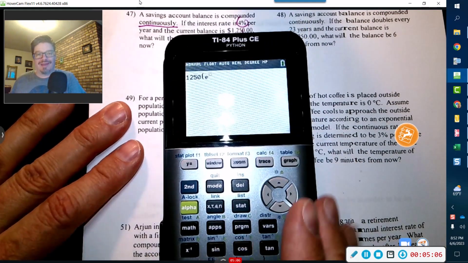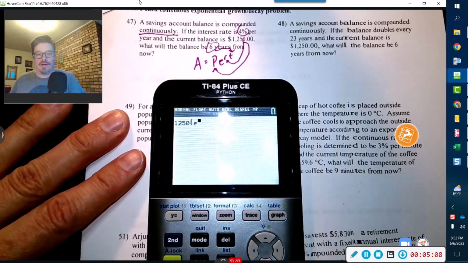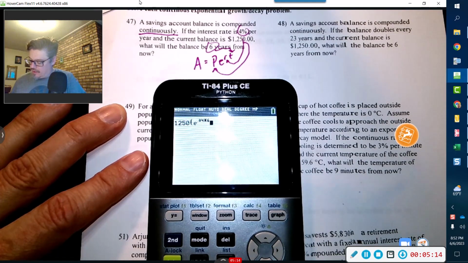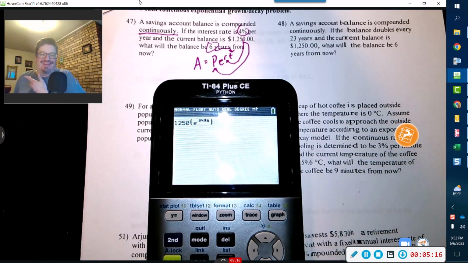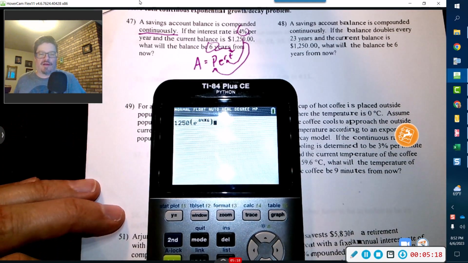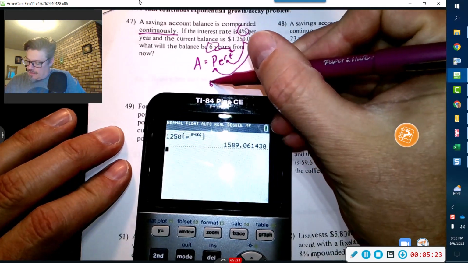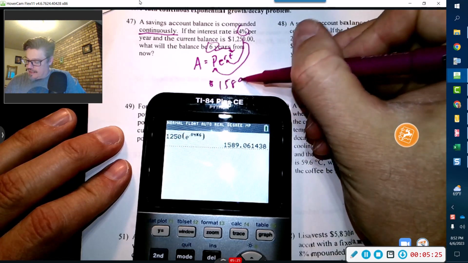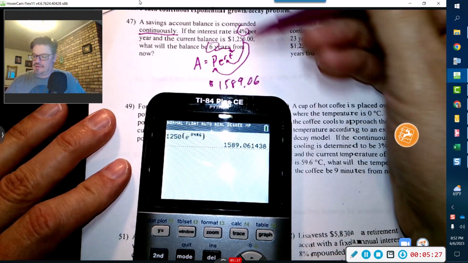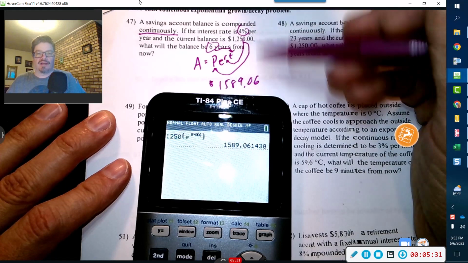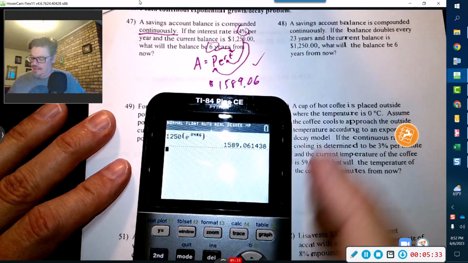It'll put our e in there, and then we also get the superscript so that we can enter 0.04 times 6 years. Push over so we can close those parentheses, but you don't even really have to use the parentheses. It's not required. You can just multiply. And we've got 1,589.06. That's how much the balance would be, and that makes sense. It's in there for 6 years, you're only getting 4%, so that checks out.